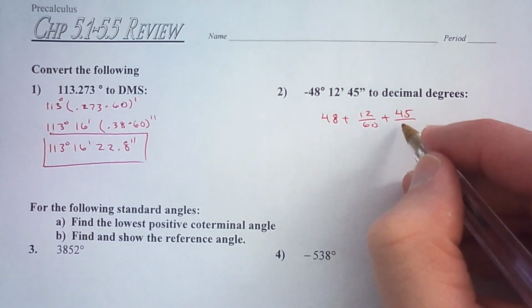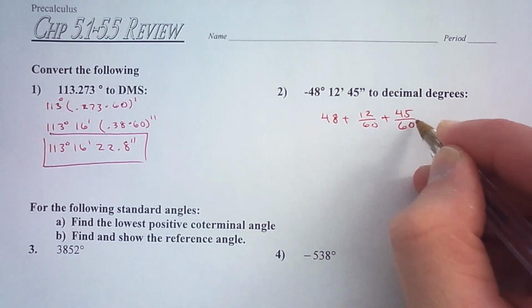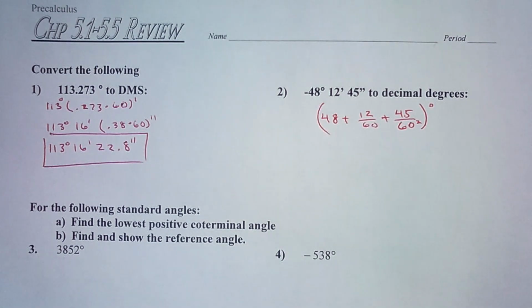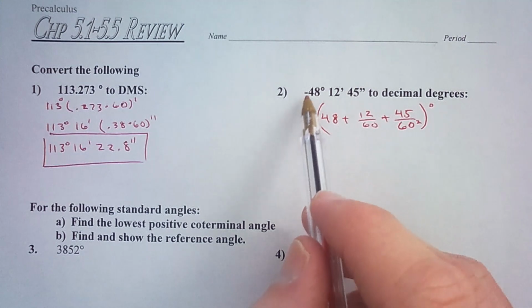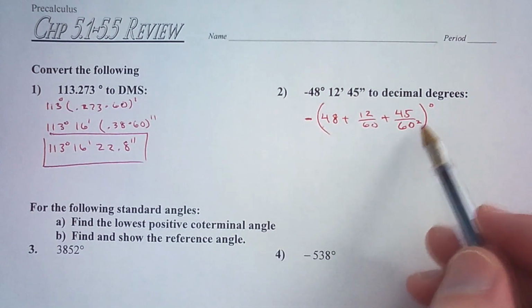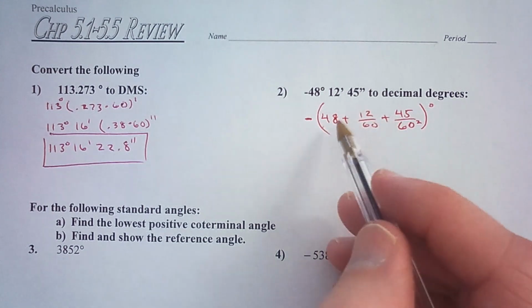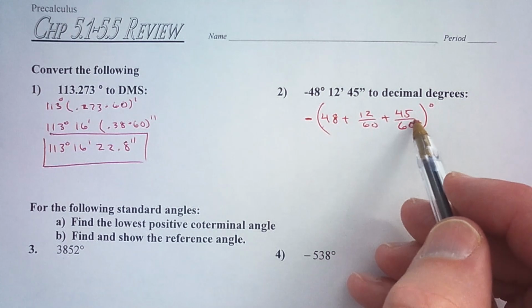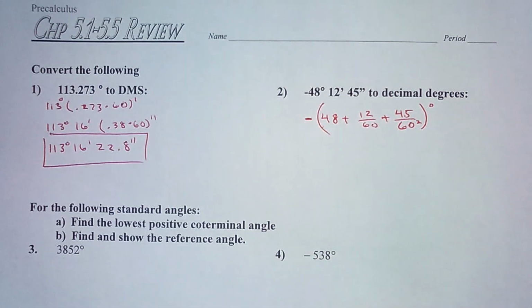So we need to divide by 60 twice, so divided by 60 squared, and that will put us into decimal degrees. Now we had a negative, and we want to put that right here out in front of these parentheses. If we don't put it in front of parentheses, it only applies to the 48 degrees, not to the minutes and seconds. So we want to make sure that's out here.